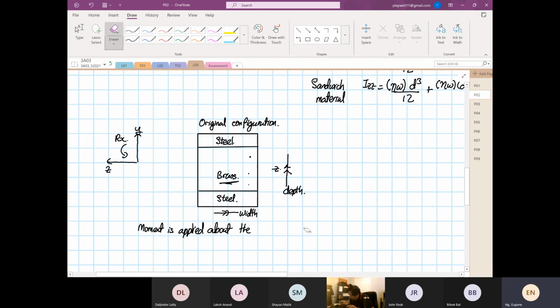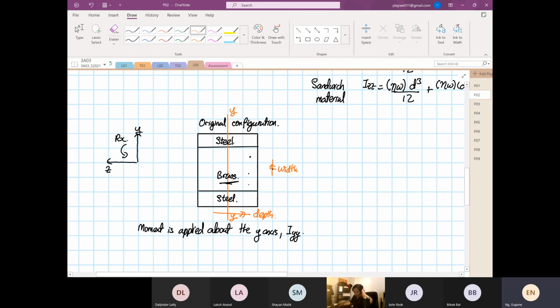Now, the moment is applied, right? The moment is applied about the y-axis, right? So the axis of interest is going to be I what? IYY, right? So IYY, I'm going to draw an orange line. This is our IYY now. All right, these are IYY. So parallel to the axis, this is the width. Perpendicular to the axis, this is the what? This is the depth.